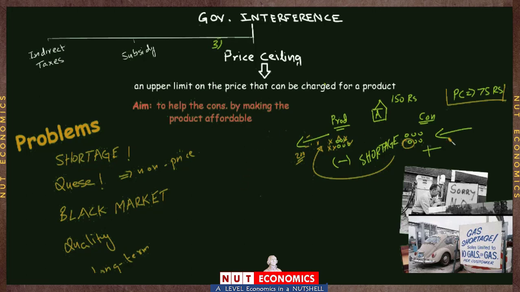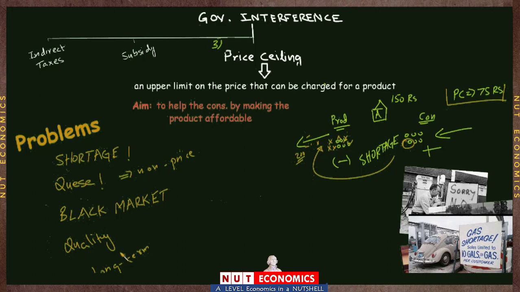The consumers want to buy much more of this cheaper product. The producers won't want to sell it. So there are shortages, there are queues, black markets. In the black markets, the poor people lose out the most. There is a worsening of quality and everything gets worse in the long term. So price ceilings, almost all the time, fail and create all of these problems.